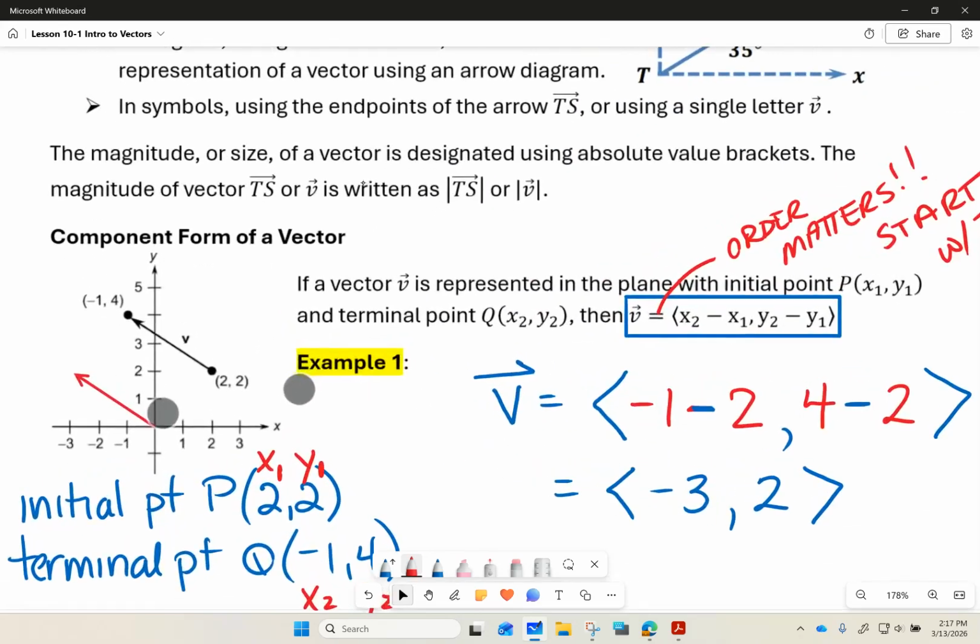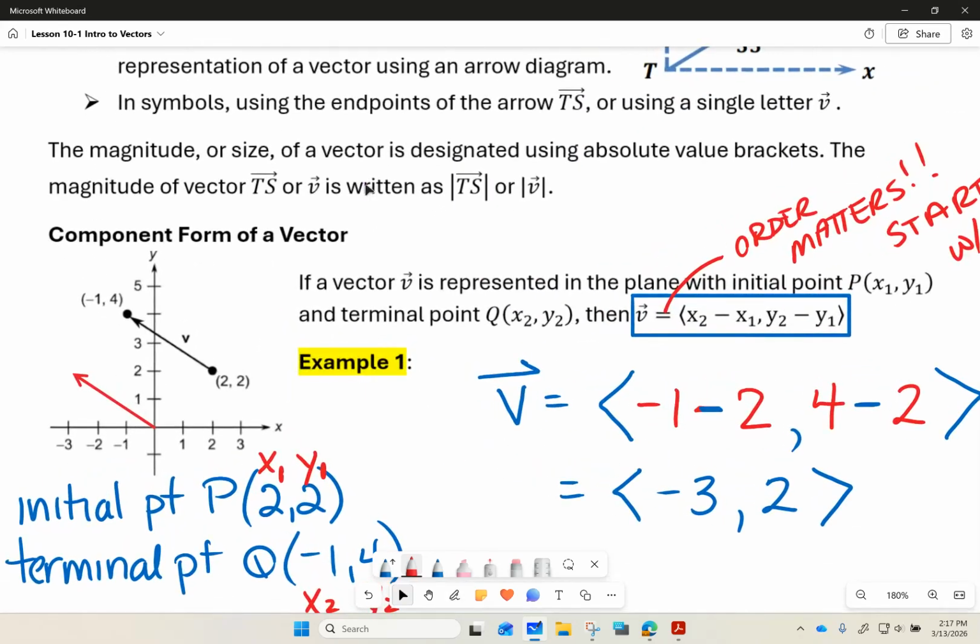So over here, I want you to notice, I'm highlighting here. These are your terminal values because you're here by the arrow, okay? Start with -1, 4. There's my -1, and there's my 4, and then you subtract your initial values, all right?